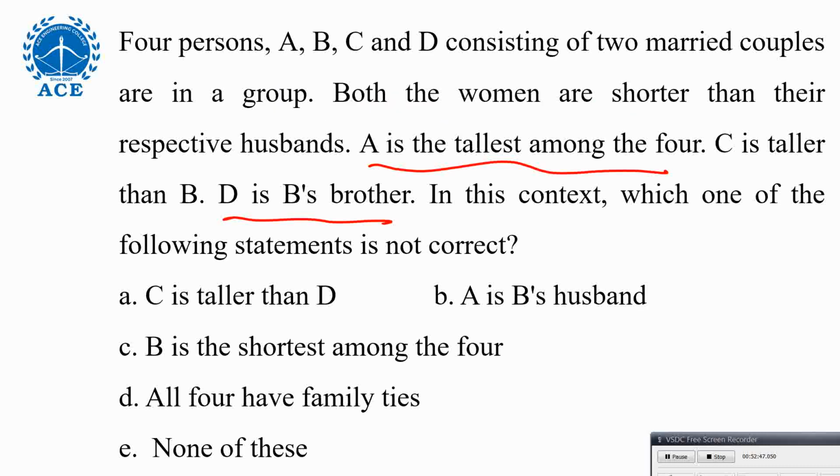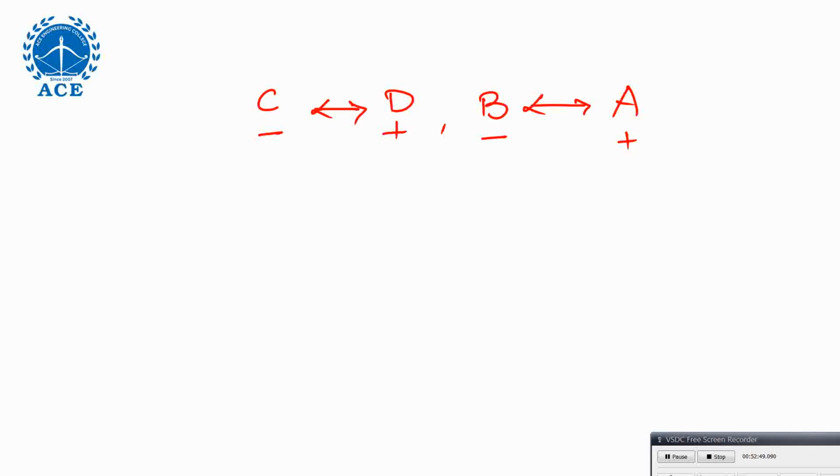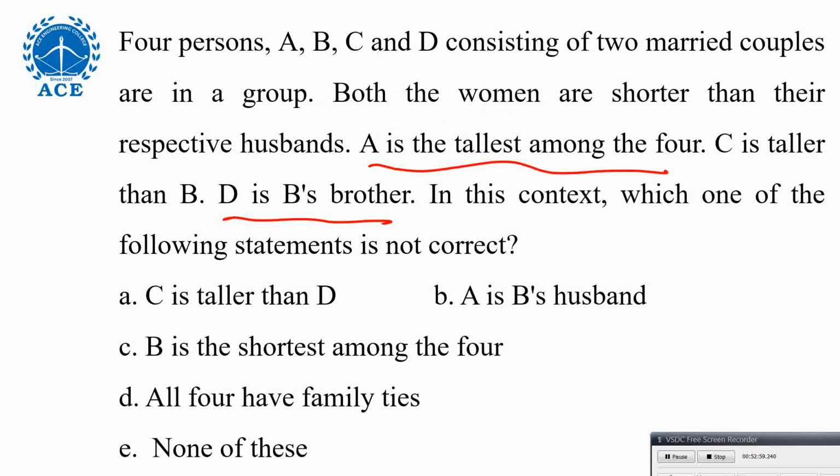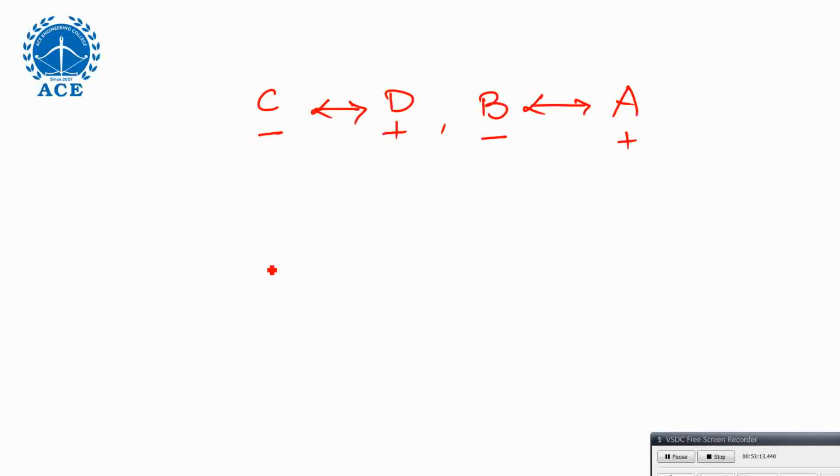And they given statements like C is taller than D, A is B's husband, which is not correct, they are asking. A is B's husband, is it correct? A is B's husband. Correct only. Next, B is the shortest among the four. We will see. All four have family ties. Okay, that we don't know. Fine. Means heights are same. Let's see. C is taller than B. They given C is taller than B.